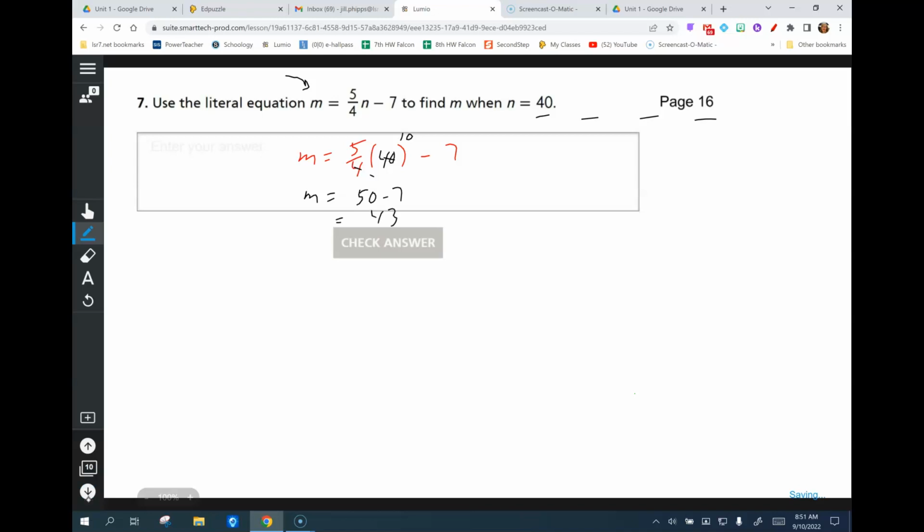So the reason for literal equations is so that if I'm doing several different experiments and they want to find out, well, what happens when n is 40? What happens when n is 50? What happens if n is 1? Okay, then I can just plug it in all these different times instead of having to solve the equation. Okay, that's the whole reason we do literal equations.